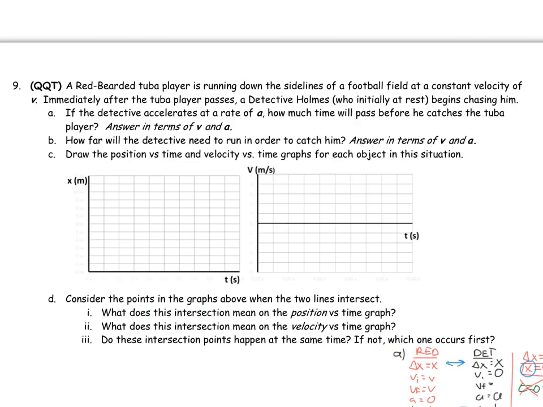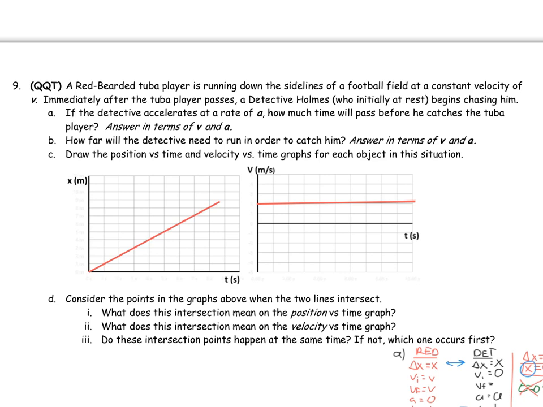All right, for part C, we want to go ahead and draw our position versus time and our velocity versus time graphs for each of these situations. So the tuba player is traveling at a constant velocity of v, which means the position versus time graph is just going to be a straight line with a positive slope, something like that. Our velocity versus time graph showing a constant motion is going to end up being a horizontal line somewhere along the x-axis, so something like that.